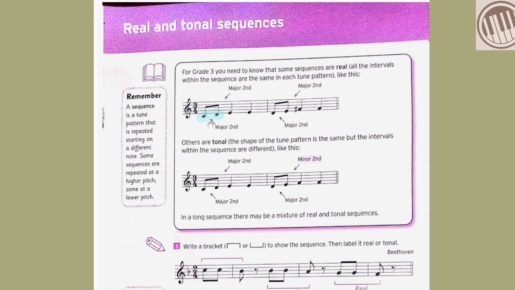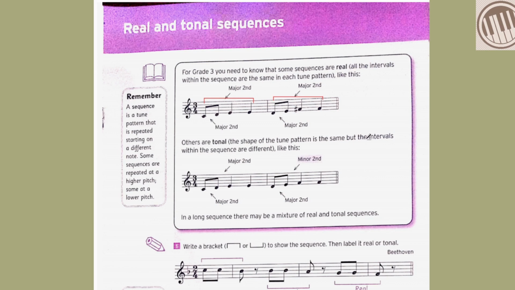You can see in this first example we have a major second from C to D, and D to E will have a major second, and the next sequence will also move from a major second up from D to E, and then E to F sharp will also have a major second. So you can see this sequence is formed with the same number of intervals like the first one.